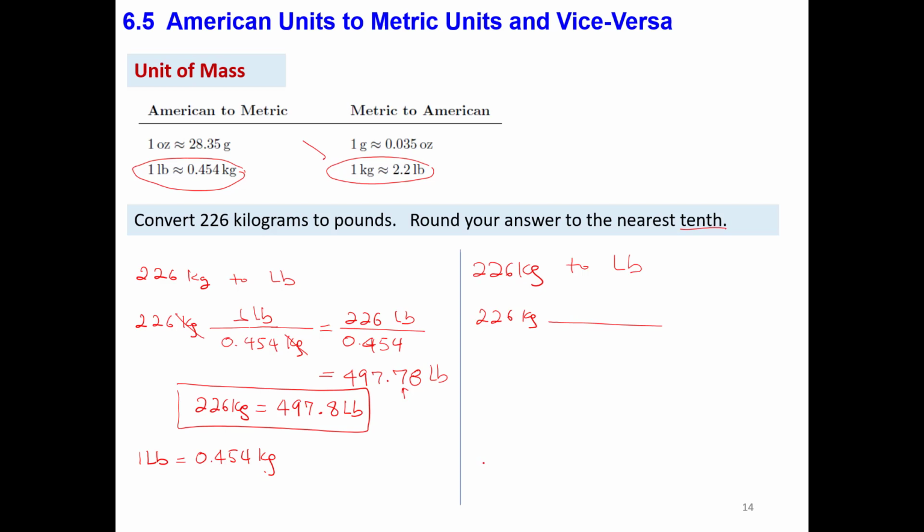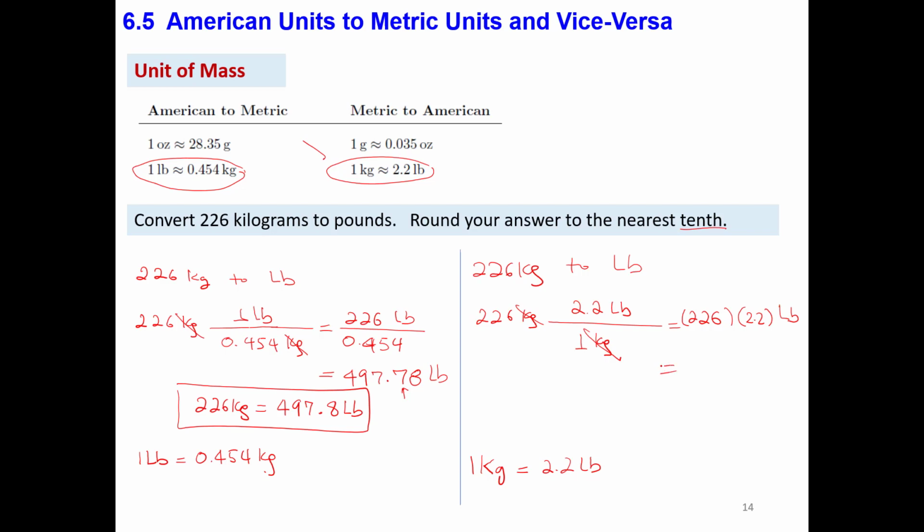Then this is the conversion factor we want to use. 1 kilogram equals 2.2 pounds. Then we know we need to write kilograms in the denominator, 2.2 pounds on top. Let's cancel out. Finally, we need to multiply 226 times 2.2. The answer is in pounds.